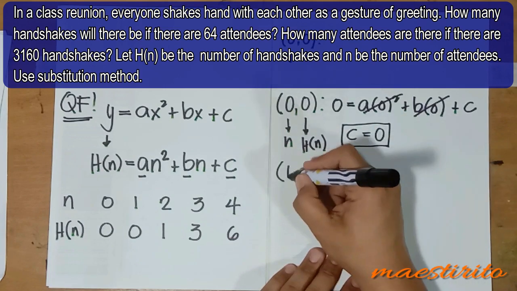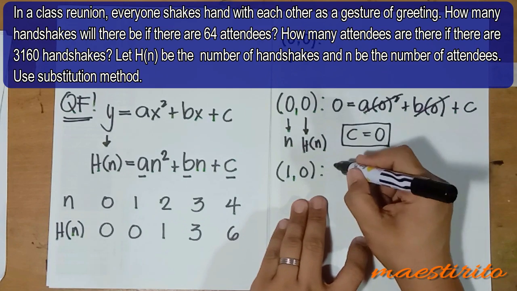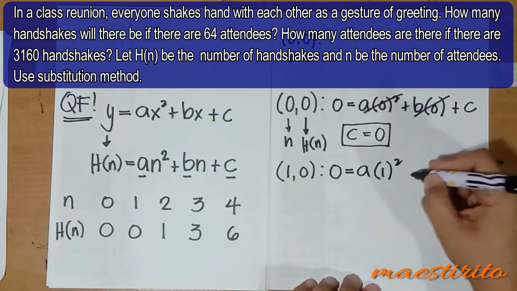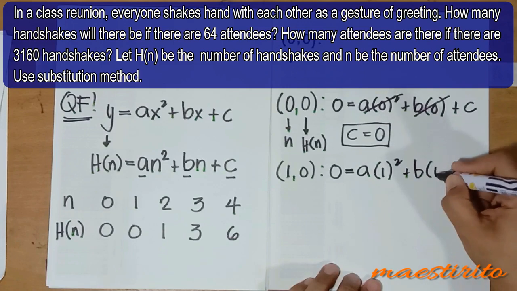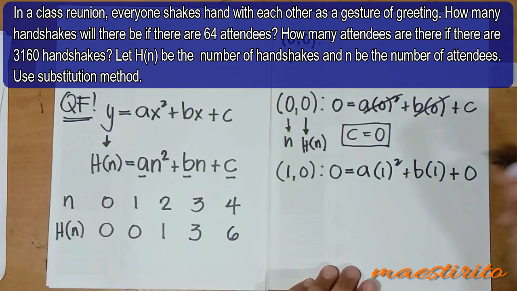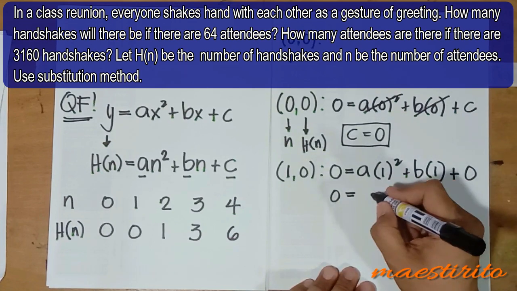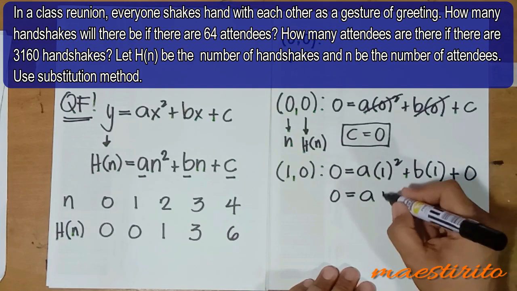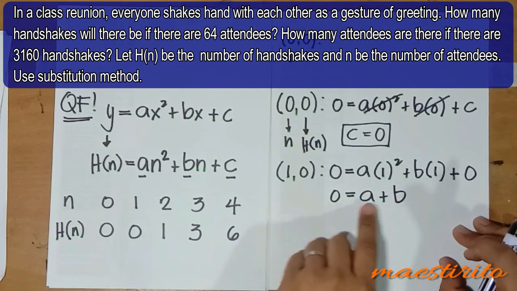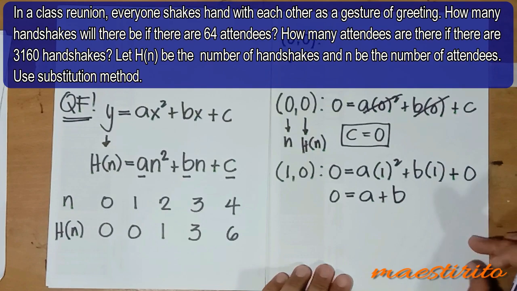Next point, 1, 0. So for this point, 0 equals a, where x is 1, squared, plus b, where x is 1, or the n is 1, plus c, which is 0. So we now have 0 is equal to 1 squared, which is 1, times a, that's a, plus 1 times b, that's b. Having this equation alone, we cannot solve for a because we do not have the value for b. In the same way, solving for b, we do not have the value for a.